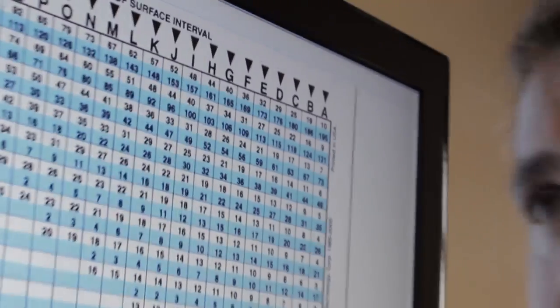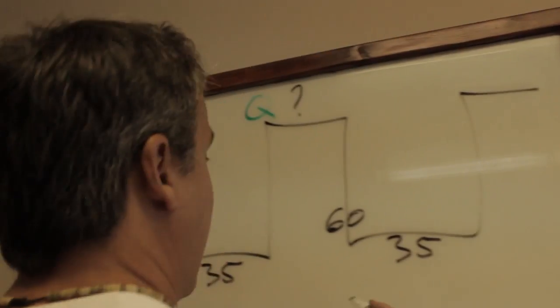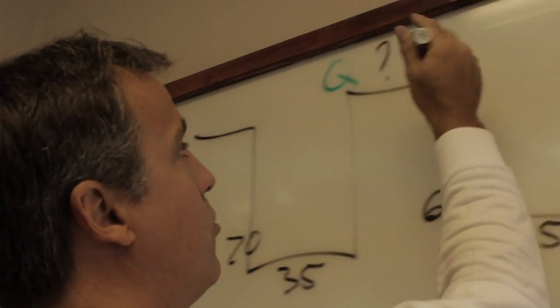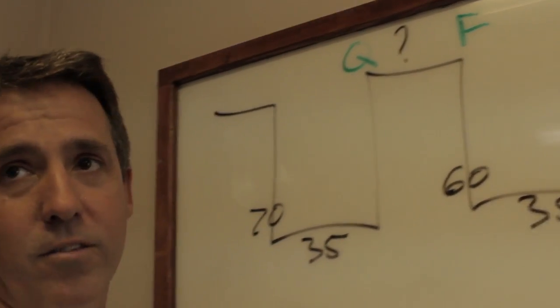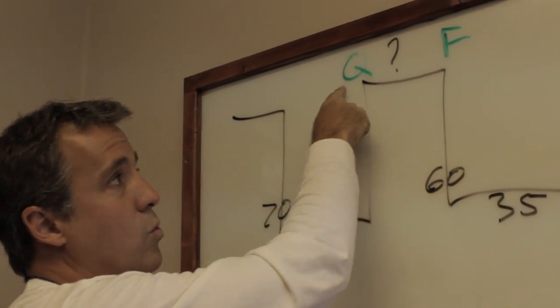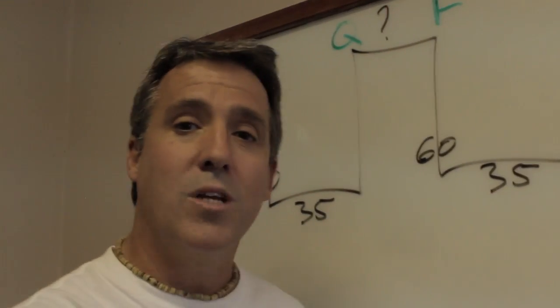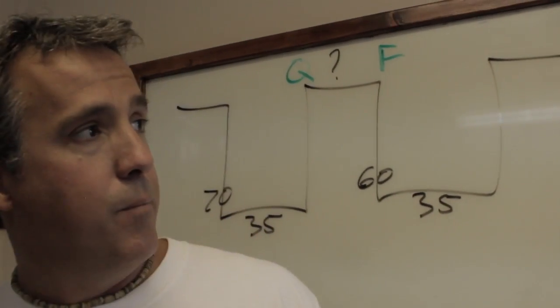So I'm going to go back over to my dive tables. I am in pressure group Q. I want to become pressure group F. It's that easy. If I'm in pressure group Q and want to be pressure group F, I have to stay out of the water a minimum amount of time.